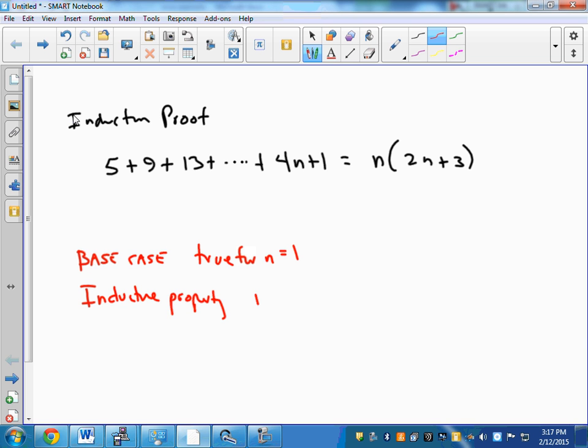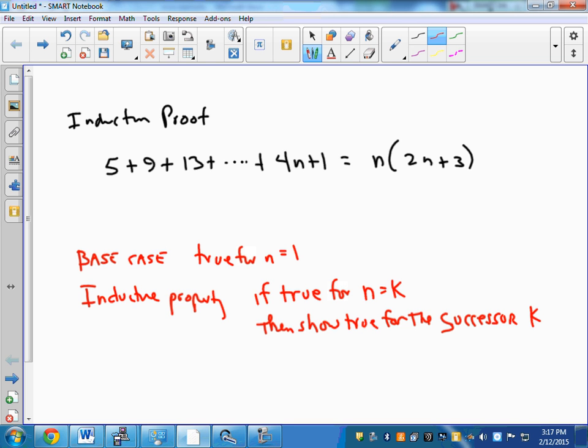And that would be assuming true, if this happened to be true for a particular integer n is equal to k, then it necessarily has to be true. Right? We have to show true for the successor. And the successor of k is k plus 1. Okay, so that's what we have to do.